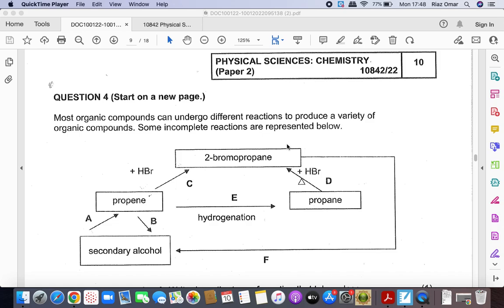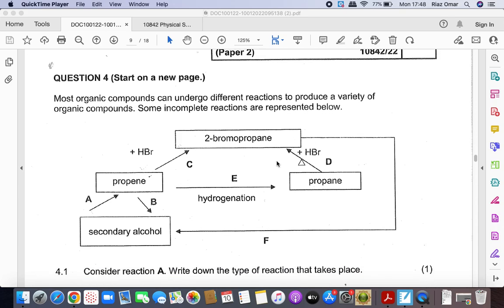Continue with question 4 of our prelim paper, the chemistry paper of 2022. Question 4 states, start on a new page. Most organic compounds can undergo different reactions to produce a variety of compounds. Some incomplete reactions are represented below.